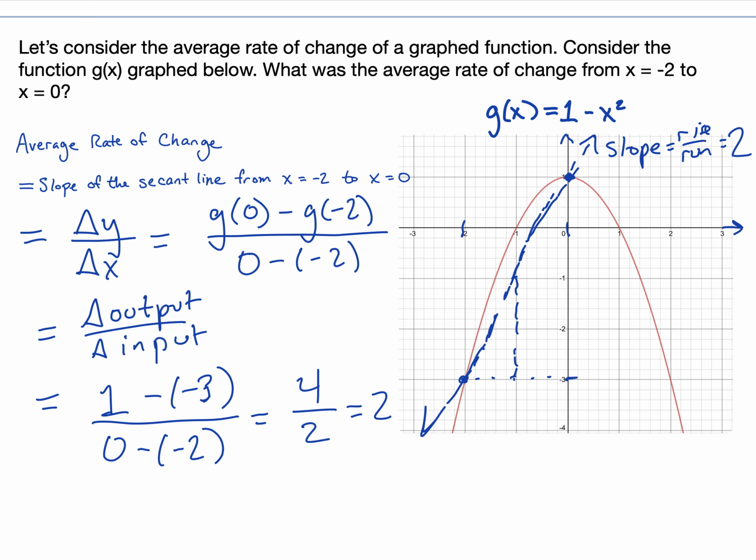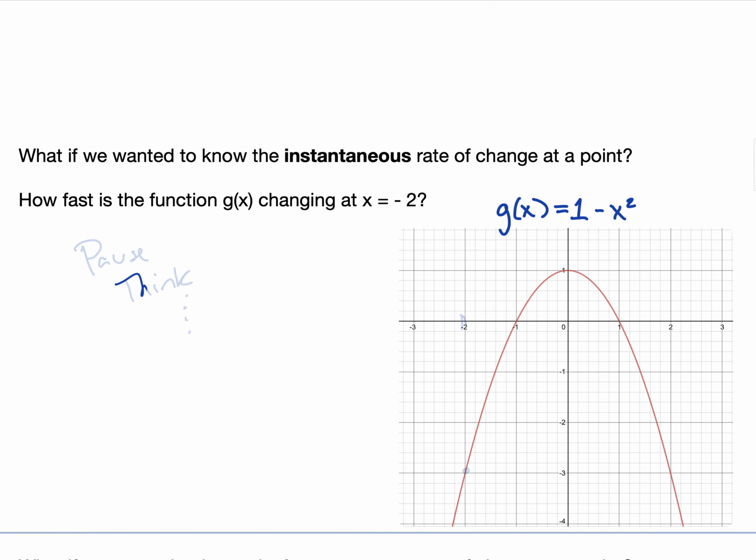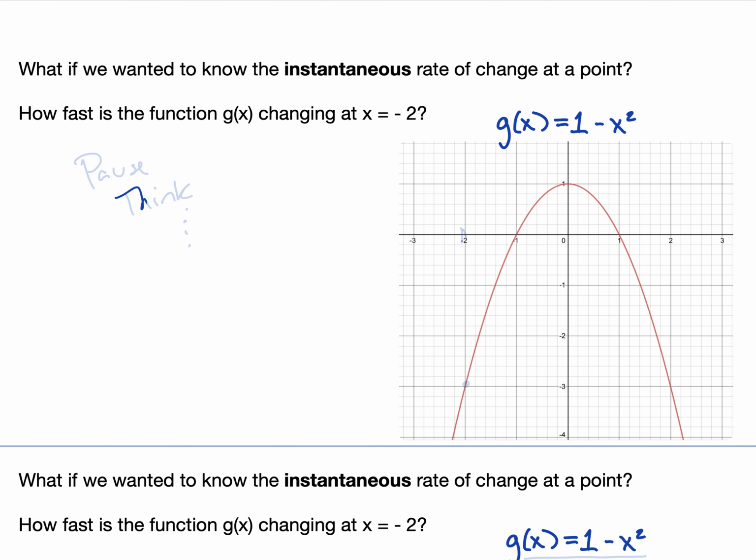So what if we instead wanted to know the instantaneous rate of change at a certain point? Say we wanted to ask, how fast is the function g of x changing at x equals negative 2? So here's x equals negative 2. How fast is the function changing at that point? I would like you to pause and think about how you would approach this for a moment. You could even try some calculations out if you wanted to estimate how fast the function g of x is changing at x equals negative 2. And we'll talk about that together in just a moment.